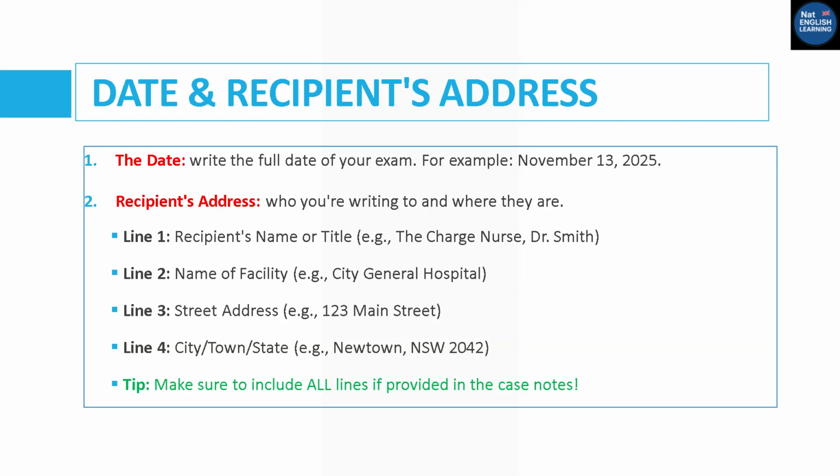Then comes line 2, the name of the facility. This could be a hospital, clinic, or office, like City General Hospital. If you're sending a letter to a company or organization, this is where you'd include the company name. On line 3, include the street address. This is where the letter needs to go, like 123 Main Street. Don't skip this step. Getting the address wrong can cause your letter to get delayed or returned. Lastly, on line 4, you'll add the city, town, and state, like Newtown, New South Wales 2042. The more detailed, the better, especially if you're writing to a large organization or a place with multiple locations.